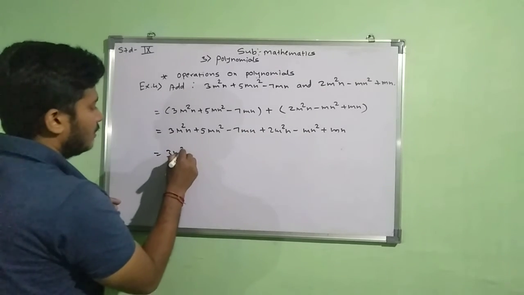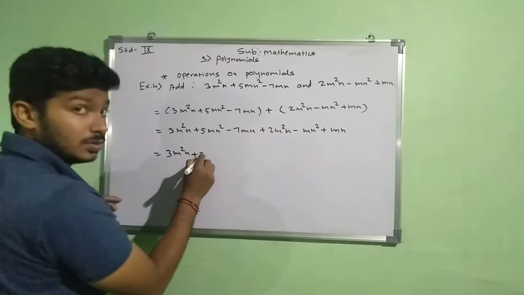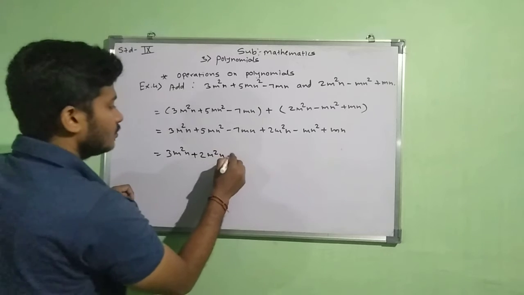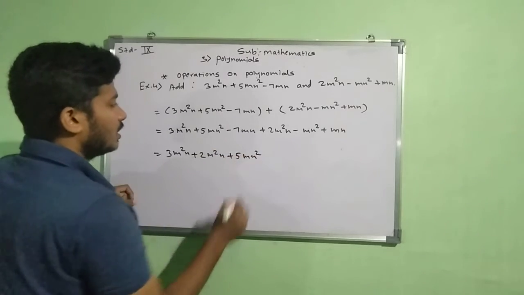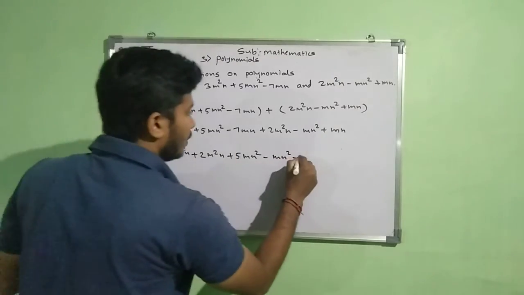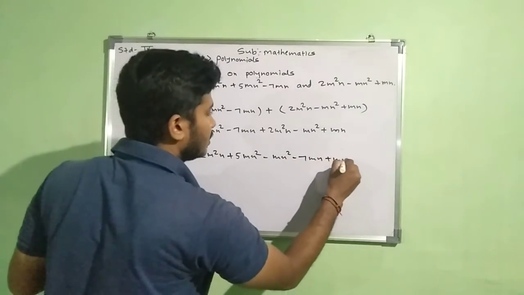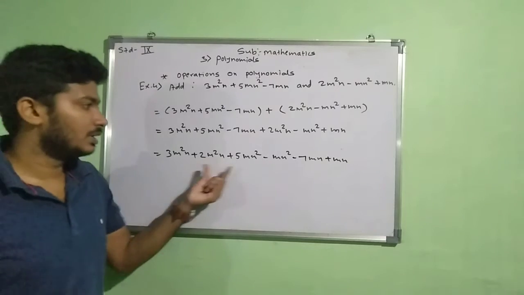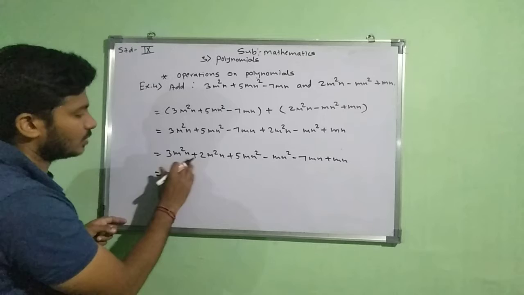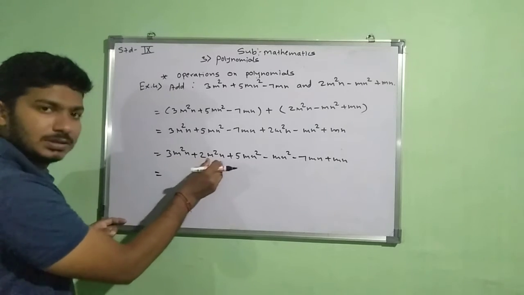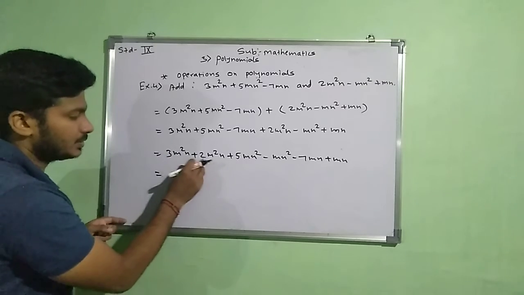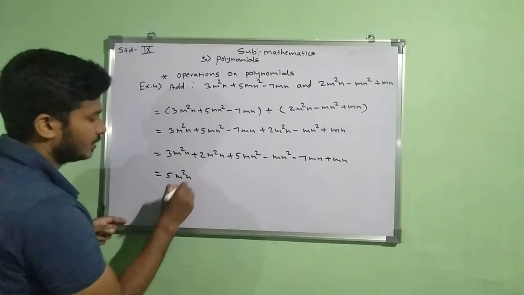So 3m square n plus 2m square n will come together, plus 5mn square minus mn square minus 7mn plus mn. These are like terms that we have written together. Now we will do the addition or subtraction, whatever is required. Now you have 3m square n plus 2m square n. So m square n will be the variable term, and then we have to deal with the constant term only, which is 3 and 2. 3 plus 2 will be 5m square n.